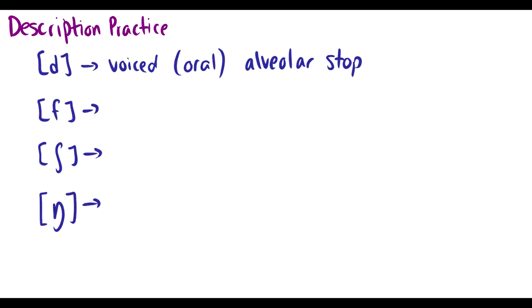So for a D, it's voiced. It's in our oral cavity. When we make a D, we make it at our alveolar ridge. And it's a stop because we block airflow and then release it. So what about F? Okay, well, F is voiceless. We know it's voiceless because when we put our hands on our necks and we feel our vocal folds, we don't feel any vibration. For F, you don't get that feeling there.